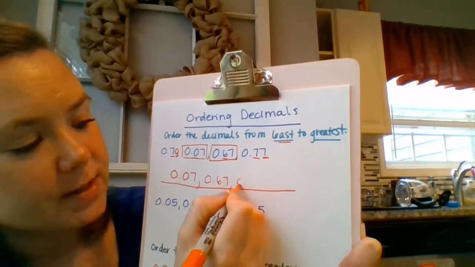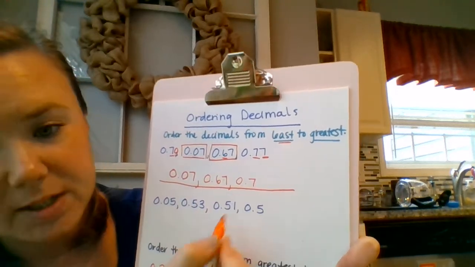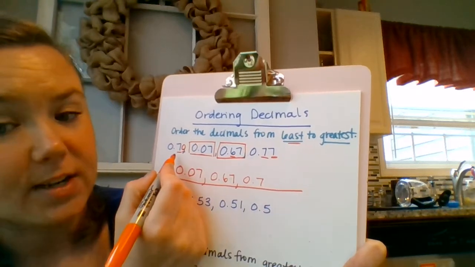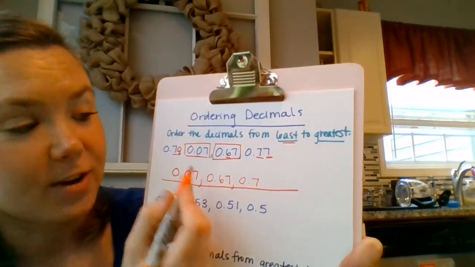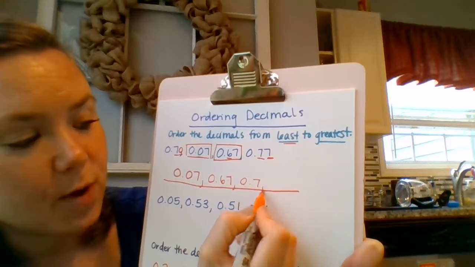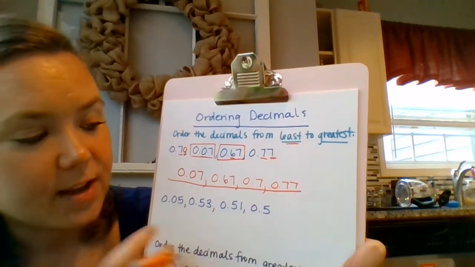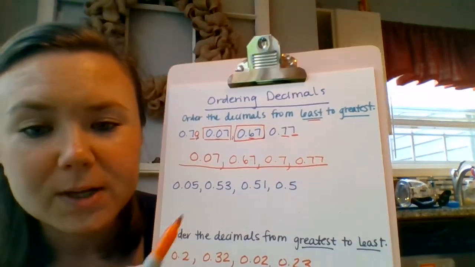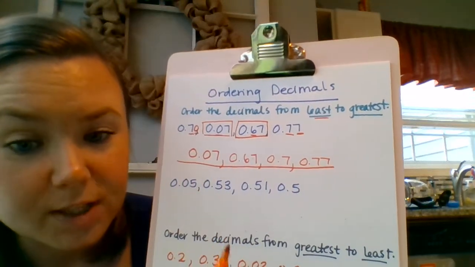So next is going to be 0.7. You don't have to put the 0. This is 7/10 or 70 hundredths, sorry. And then finally, my last one's going to be 0.77. Now, if you look at these and pretend like they're regular numbers, not decimals, this should help you.